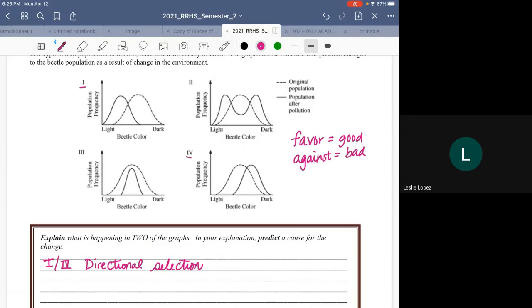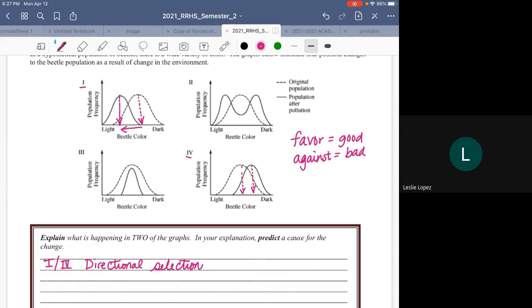In directional selection, the average color had been somewhere in between dark and light coloration. But because of this pollution, now one of the traits, one of the colors, either light or dark, is going to either be favored or be a disadvantage in this new environment. In graph number 1, you can see that the average is now towards the light, whereas on graph number 4, the average is more towards the dark.